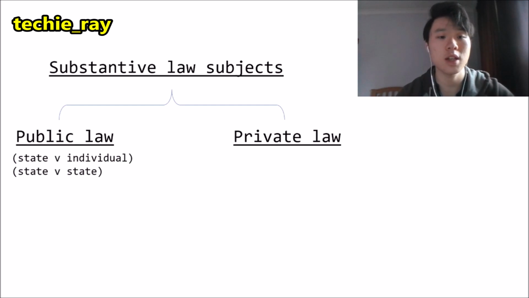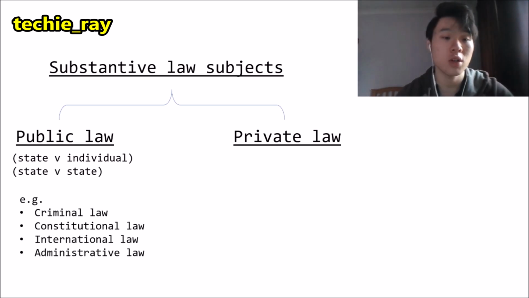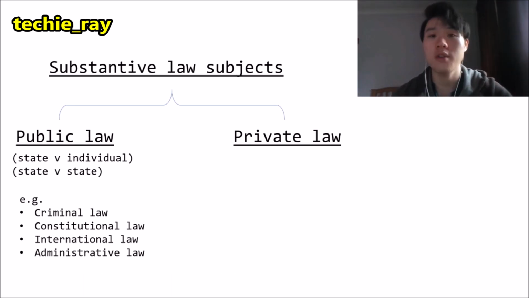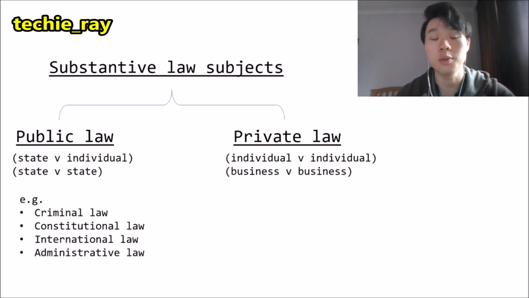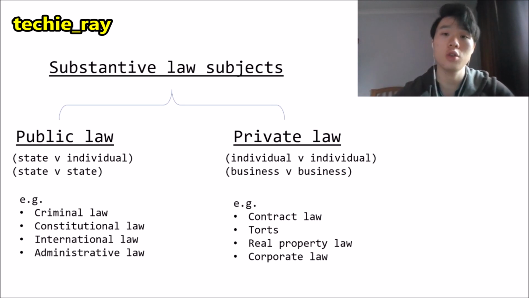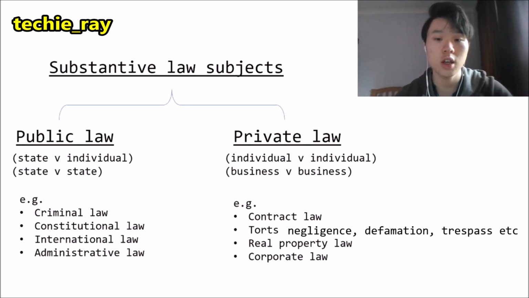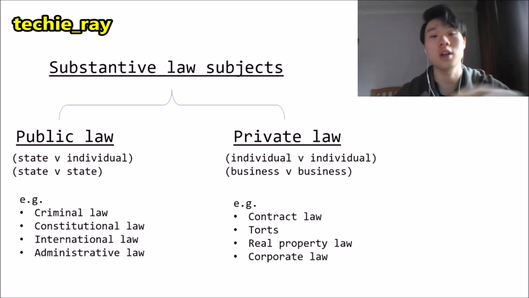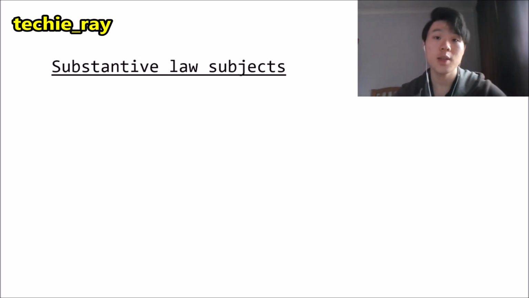Public law is basically laws that govern the rights and obligations between state and state, or state and individual. Examples include criminal law, the constitution, international law, and administrative law. While private law governs the rights and obligations between individuals and businesses. Examples are contract law, torts, which include negligence and defamation, real property law, corporate law, and a bunch of others. And every substantive law subject follows a similar pattern.